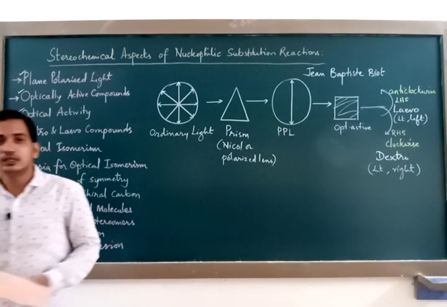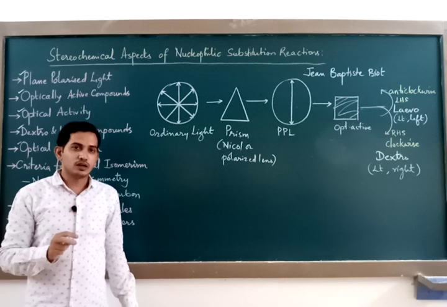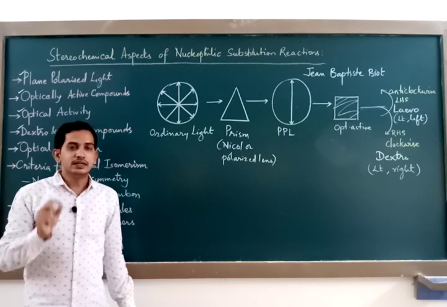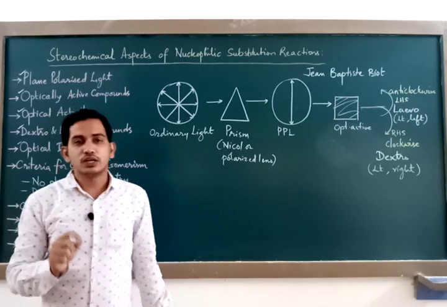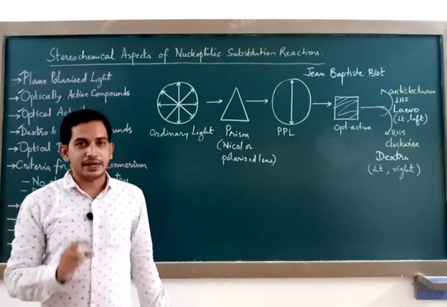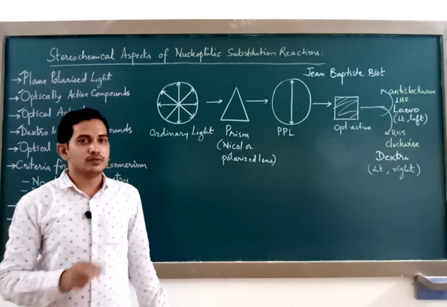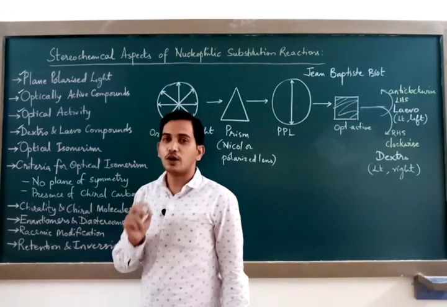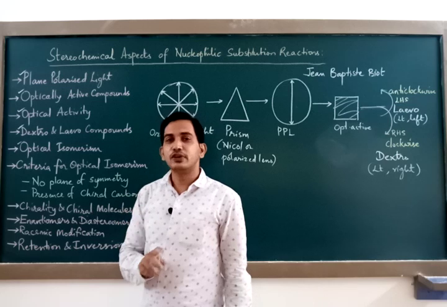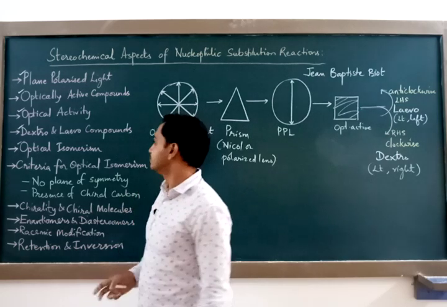Optical isomerism means two or more compounds having the same molecular formula and structural formula but differing in the mode of rotation of plane polarized light. One rotates in clockwise direction, the other should rotate in anti-clockwise direction. Such isomers are called optical isomers, and the phenomenon is called optical isomerism.